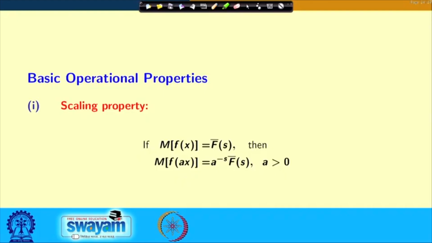The first property we call the scaling property. That is, if the Mellin transform of f(x) equals capital F bar(s), then the Mellin transform of f(ax) equals a to the power minus s into F bar(s). Scaling property we have also done for the case of Laplace transform and Fourier transform. So please note that if the Mellin transform of f(x) is F bar(s), then the Mellin transform of f(ax) will be a to the power minus s into F bar(s).